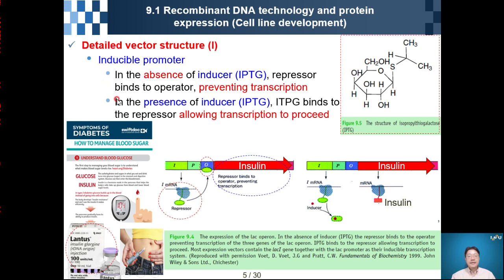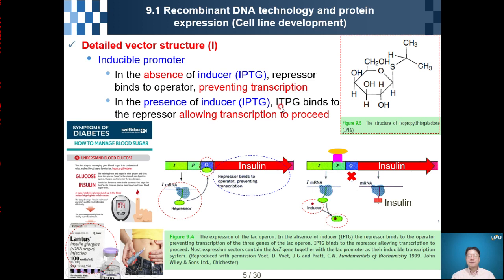However, in the presence of the inducer, the inducer can bind to the repressor. After that, this repressor cannot bind to the operator region. So it means that several transcription factors can bind to the promoter region. After that, the insulin gene can be transcribed, allowing transcription to proceed.